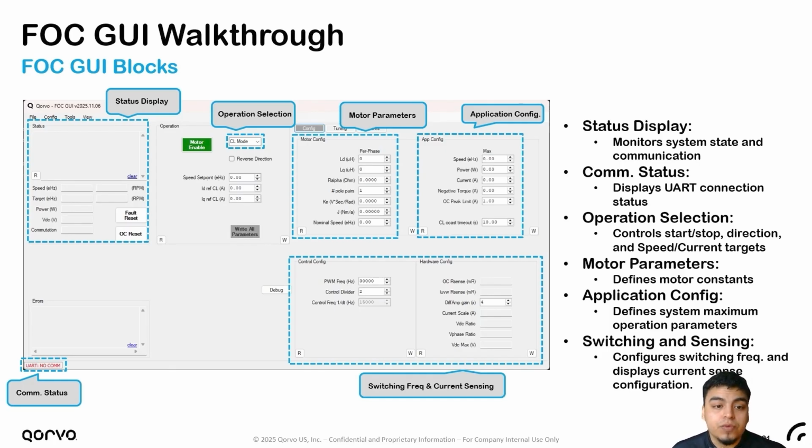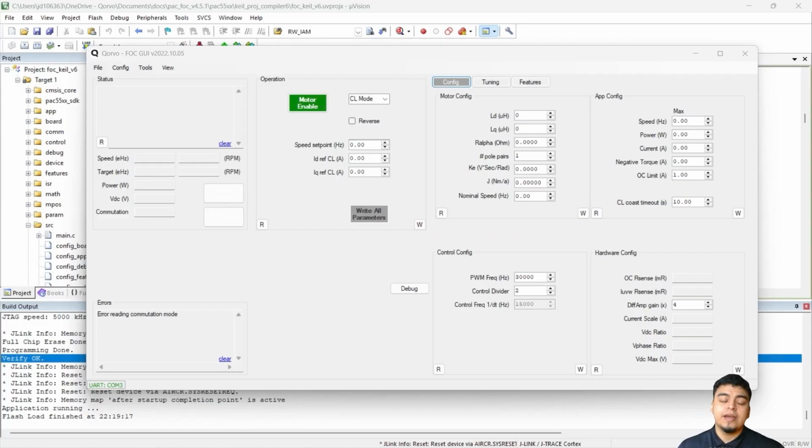Later in the series, we'll come back and go deeper into the tuning tab and features tab. But for now, the next step is connecting the GUI to the PAC device. Now let's establish the UART communication.